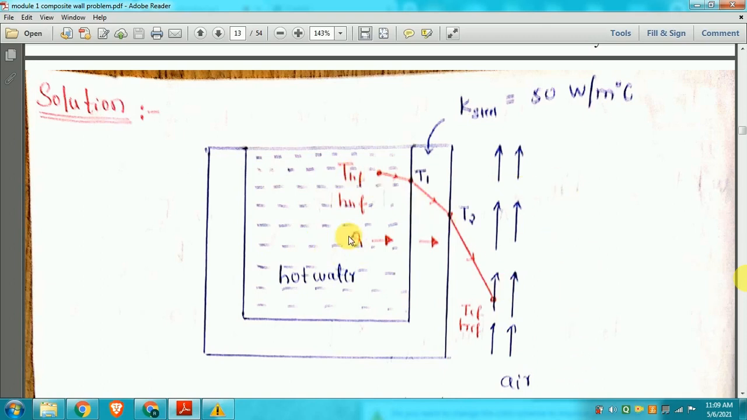So we have here the hot fluid temperature THF and the cold fluid temperature TCF. HHF is the heat transfer coefficient for the hot fluid, and HCF, which is outside, is the heat transfer coefficient for the cold fluid. Initially there is convection from the hot fluid to the inside wall surface of the steel, then conduction through this thickness, then from the outside surface of this steel wall to the outside air, again convection. So it is convection, conduction and convection.